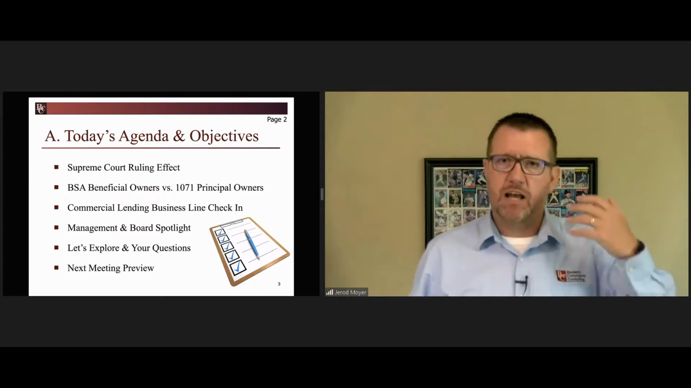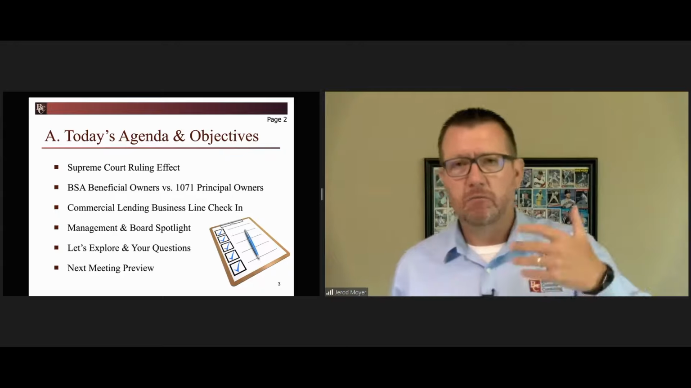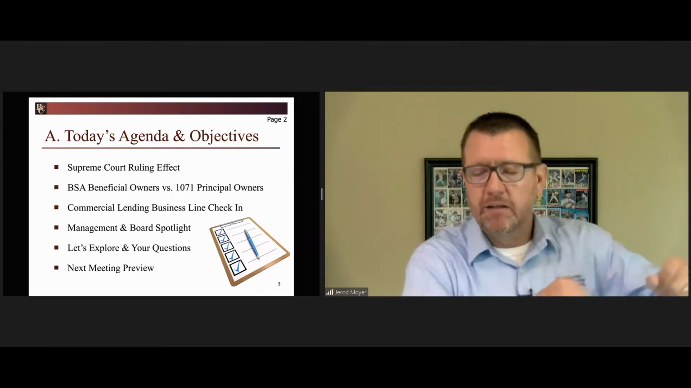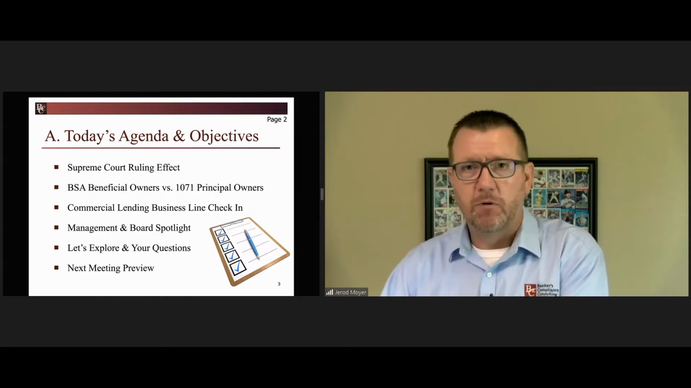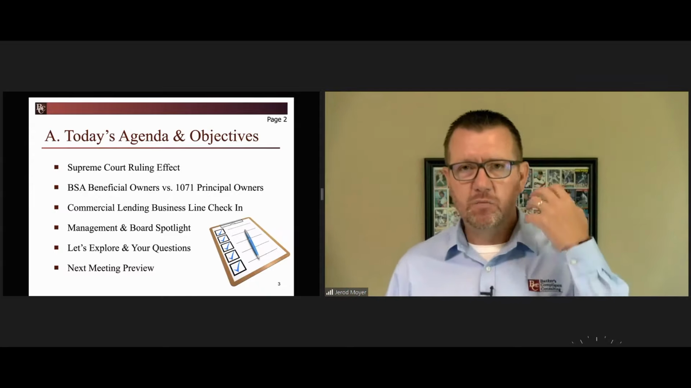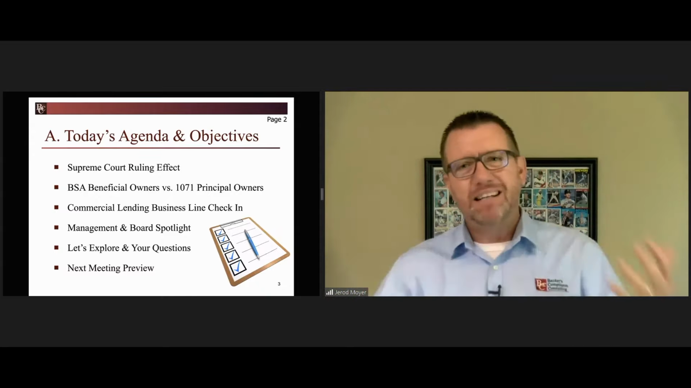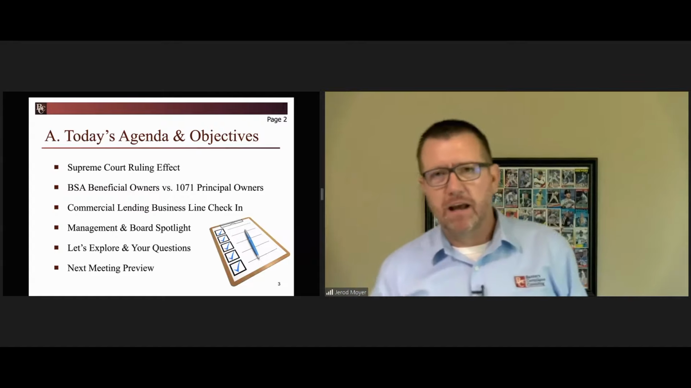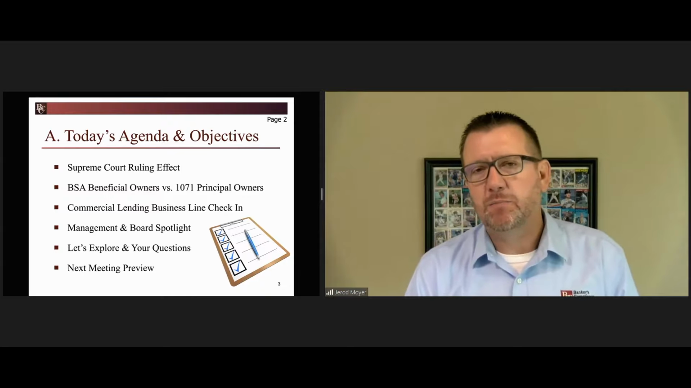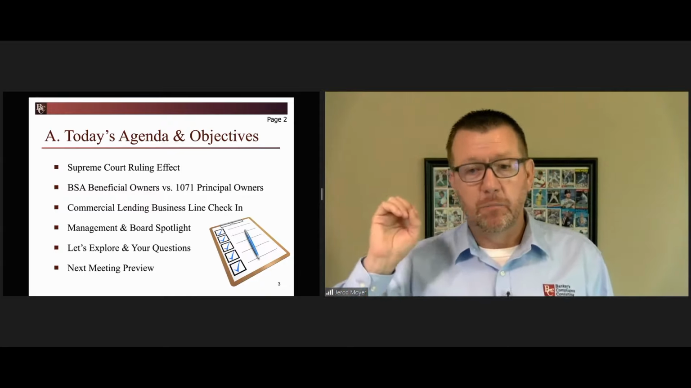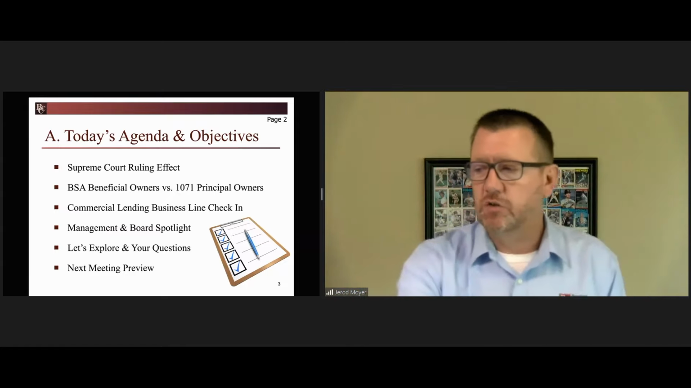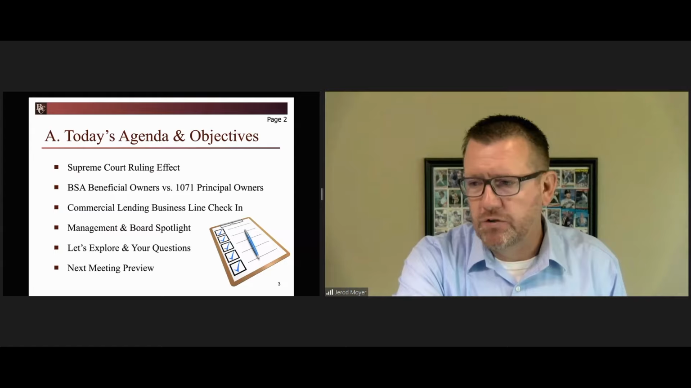So what we're going to do today is tackle the beneficial owner requirements. We're going to do a quick rehash, make sure that you're aware of what that rule looks like. And then we're going to bring the principal owners to the table and go through that quickly. Then we're going to go through side by side and compare them. Here's what this requires, here's what that requires, and what makes it different. And then I've got a little treat for you at the end, a little surprise that we'll talk about when we get there. As always, we'll bring to you the commercial lending aspect, something for your commercial lending business line. We'll give you some things to chew on with your management and board of directors as well, and then obviously explore. So that's what's on the docket for today.